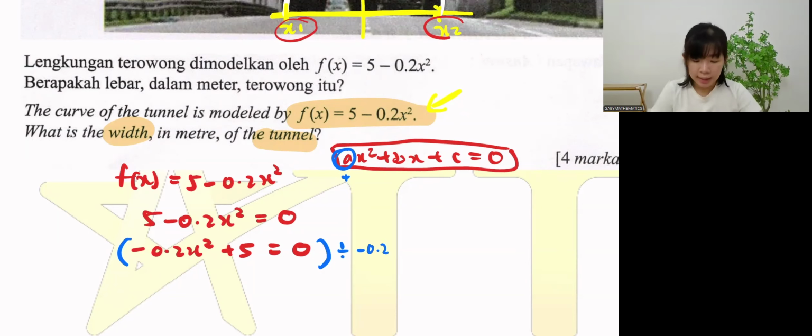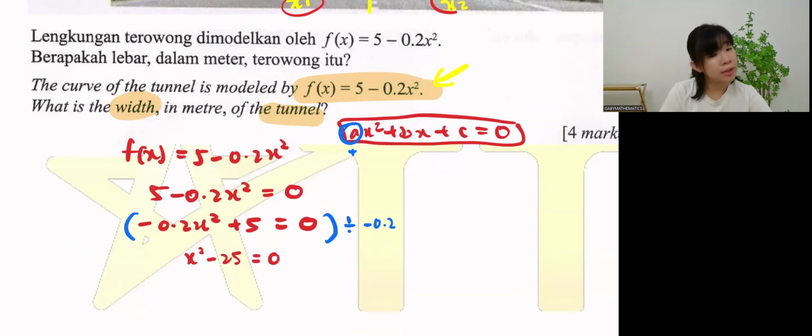Yes, okay. Negative 0.2x squared divided by negative 0.2, so we get positive x squared. Then followed by, okay, 5 divided by negative 0.2, so we get negative 25. Equal 0 divided by negative 0.2 is still 0. Okay, so this is a general form. Then now open 2 brackets equals 0.